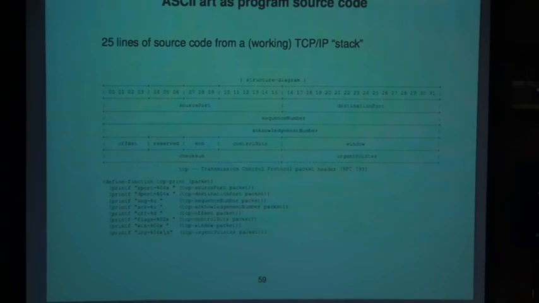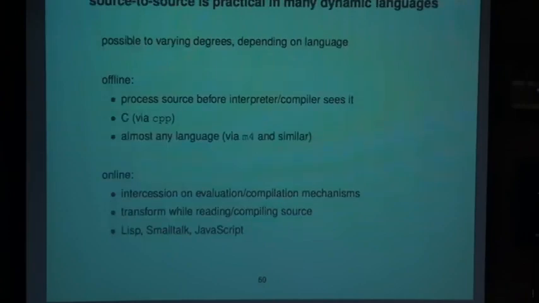And this is a cute little stack. It's 100 lines of code in total, and it will serve up HTTP for you. So source-to-source is possible to varying degrees depending on your language. You can even do it offline. So there's the CPP macro thing. You can invent languages, very limited languages, and do funky transformations there.